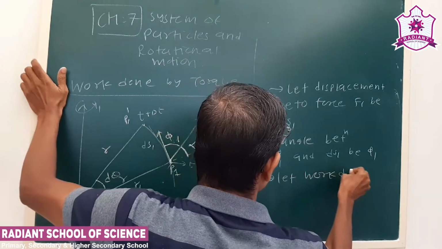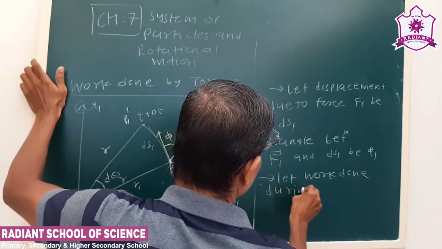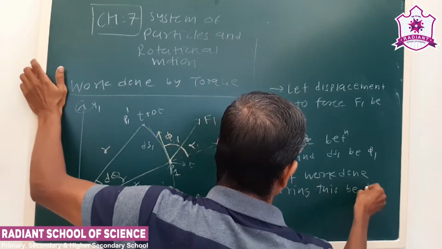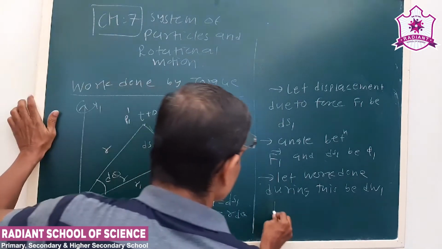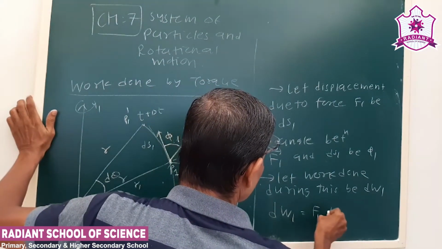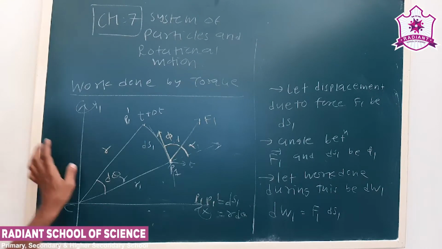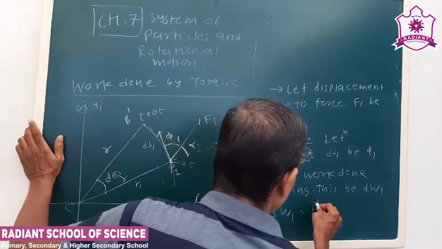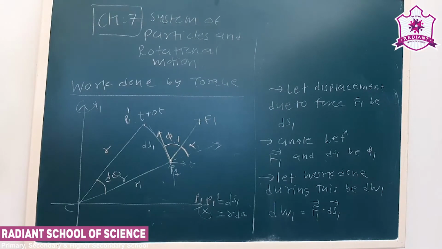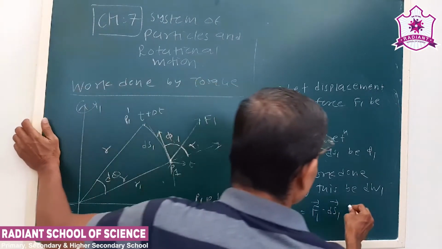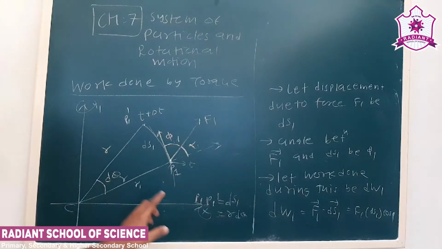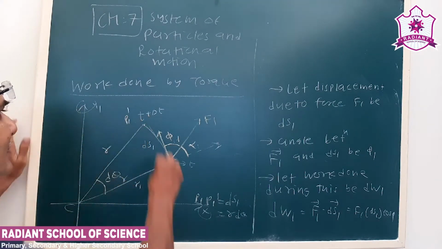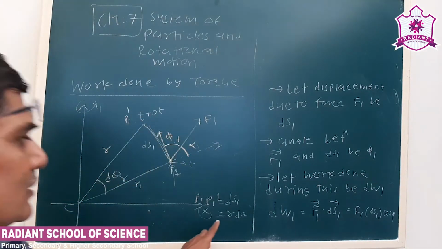Now we have to calculate the work done during this. Let the work done be dW1. What is the simple formula for work done? Work done is force into displacement. So dW1 is F1 into ds1. But in the work formula, force is F dot ds. The angle between F and ds is phi, so we can write F1 ds1 cos phi. Now what is ds1? It is the length of the arc PP dash, which is equal to r into d theta.